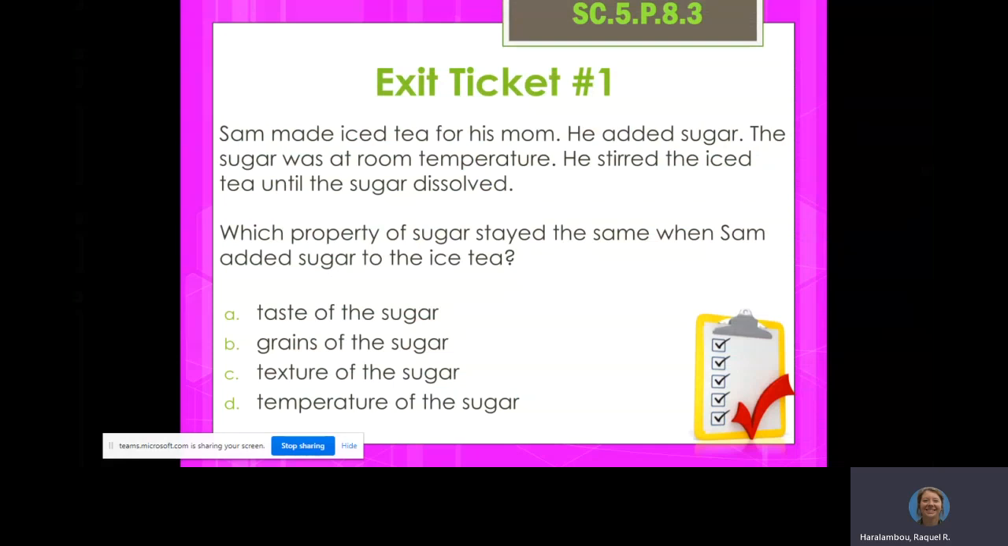Good. A, yeah. B, the grains are going to be dissolved. C, the texture is going to be gone because it's going to be dissolved. And D, the temperature of the sugar, it's going to stay the same. I mean, it's going to change. Just like you said, he's putting in iced tea, so my temperature is going to get colder.